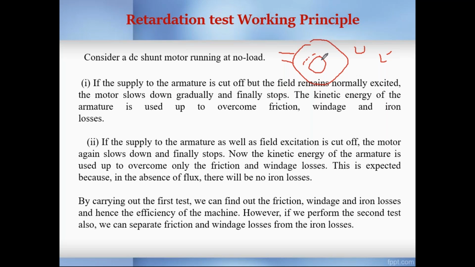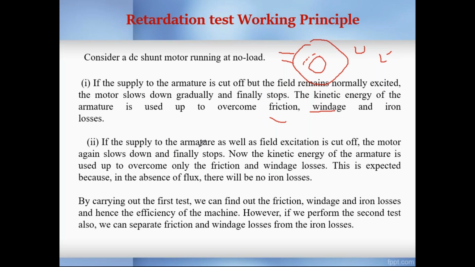When the armature supply is cut off, the rotating armature slows down and finally stops. This action depends on the kinetic energy, which is based on the friction and windage. So this is the first method. In the first method, we disconnect the supply to the armature and continuously provide the field winding supply. This is the first method.